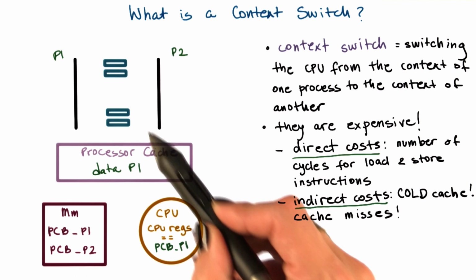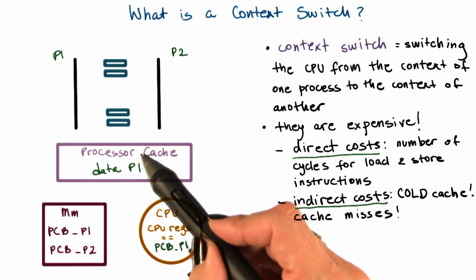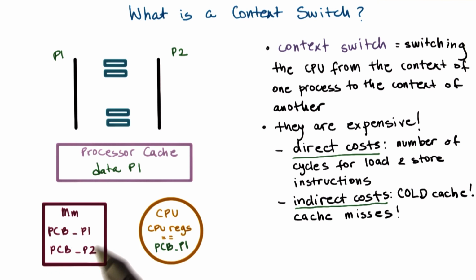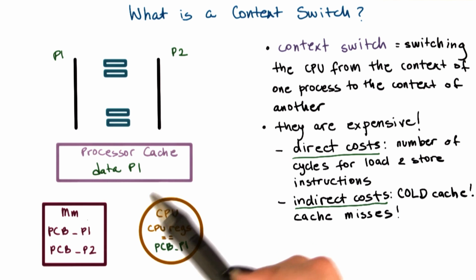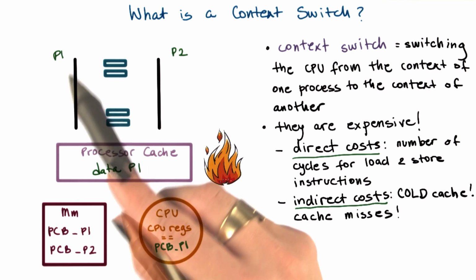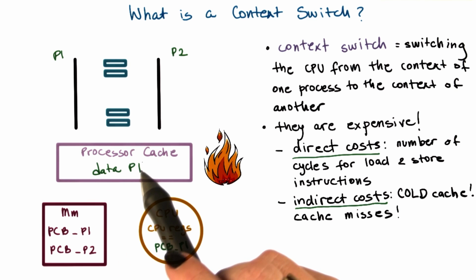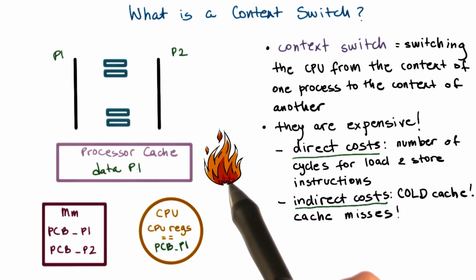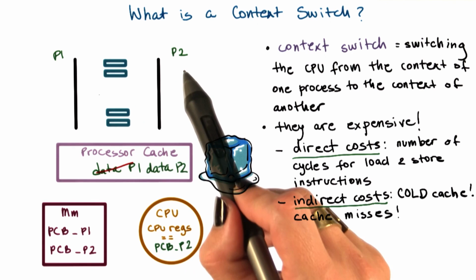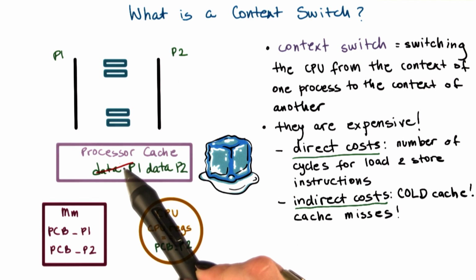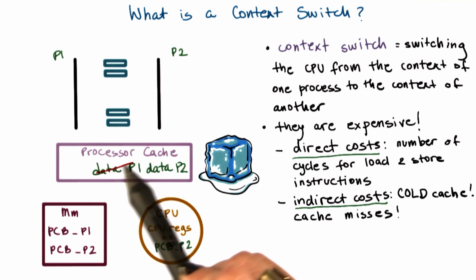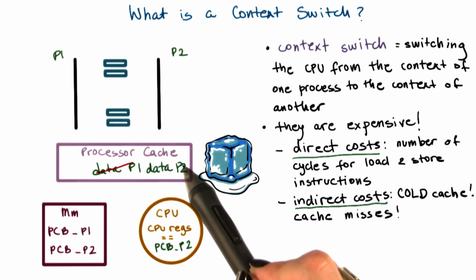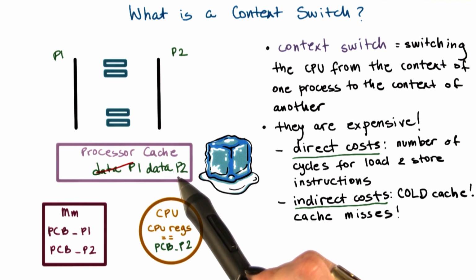For instance, the accesses along the processor cache hierarchy will be on the order of cycles, whereas the accesses to memory will be on the order of hundreds of cycles, for instance. When the data we need is present in the cache, in this case that's P1's data, we call this that the cache is hot. But when we context switch to P2, some or even all of the data belonging to P1 in the cache will be replaced to make room for the data needed by P2.